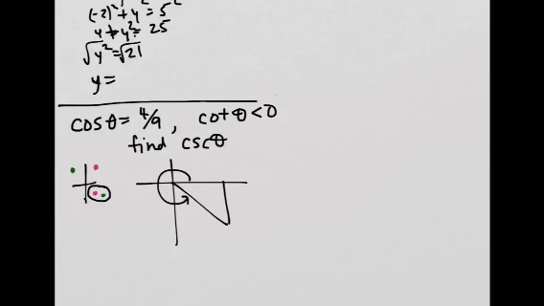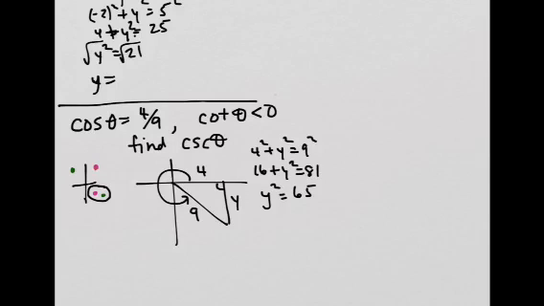And so we form a right triangle to the x-axis. Cosine is x over r. So here's 4, here's 9. So for y, it's going to be 4 squared plus y squared equals 9 squared, 16 plus y squared equals 81. So y squared equals 65. And the y would be negative because it's in quadrant 4. So then this would be negative square root of 65.